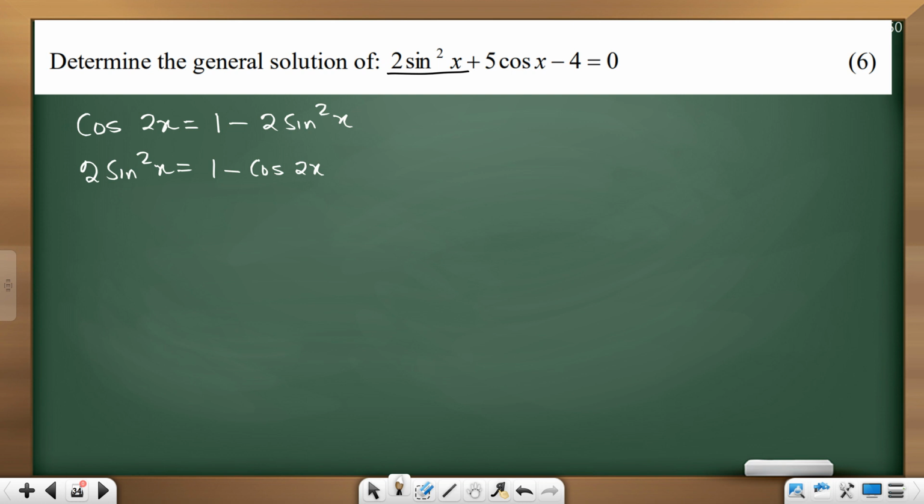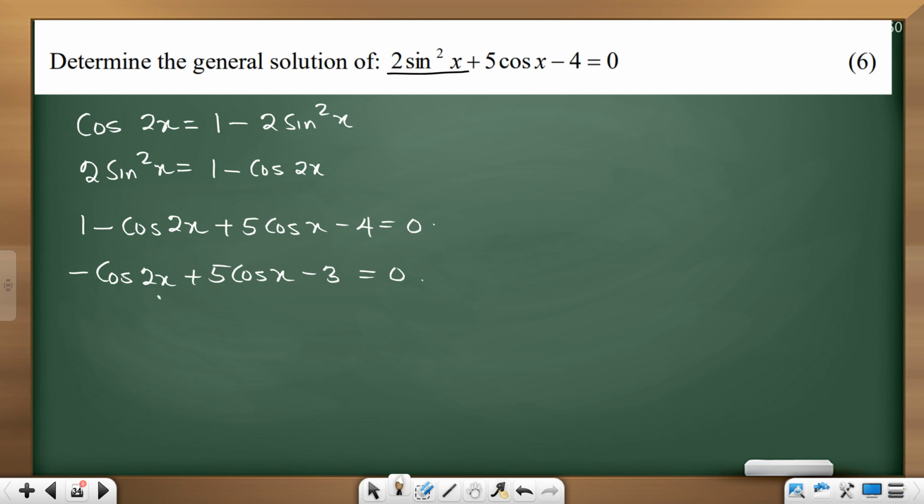Okay, so let's put that in. What do we have? 1 minus cos 2x plus 5 cos x minus 4 equals 0. Already I see my 1 minus 4 gives me -3. So I have negative cos 2x plus 5 cos x minus 3 equals 0. I want to get rid of cos 2x, so I don't work with that identity. But is there a cos 2x that is a cos? By the way, I can multiply all of this by negative. I'm trying to go the basic way.